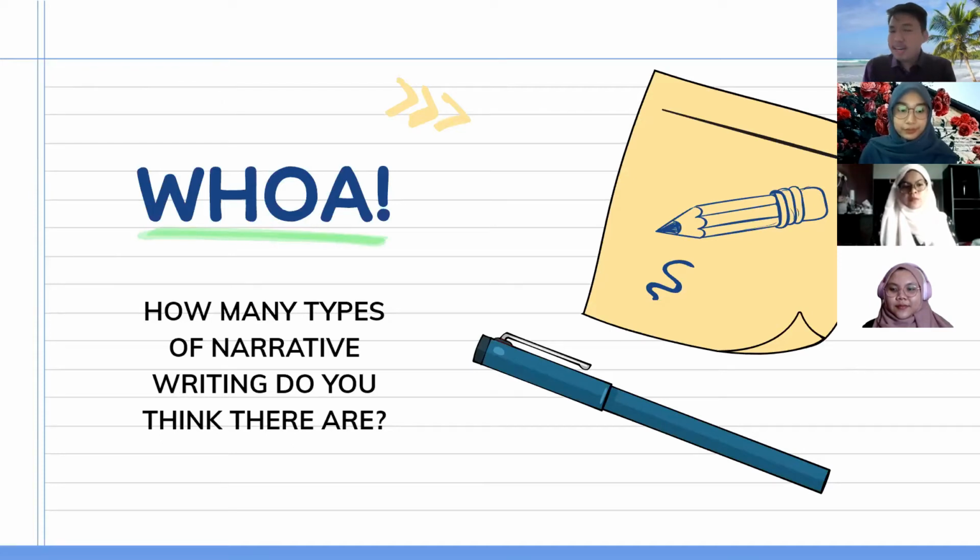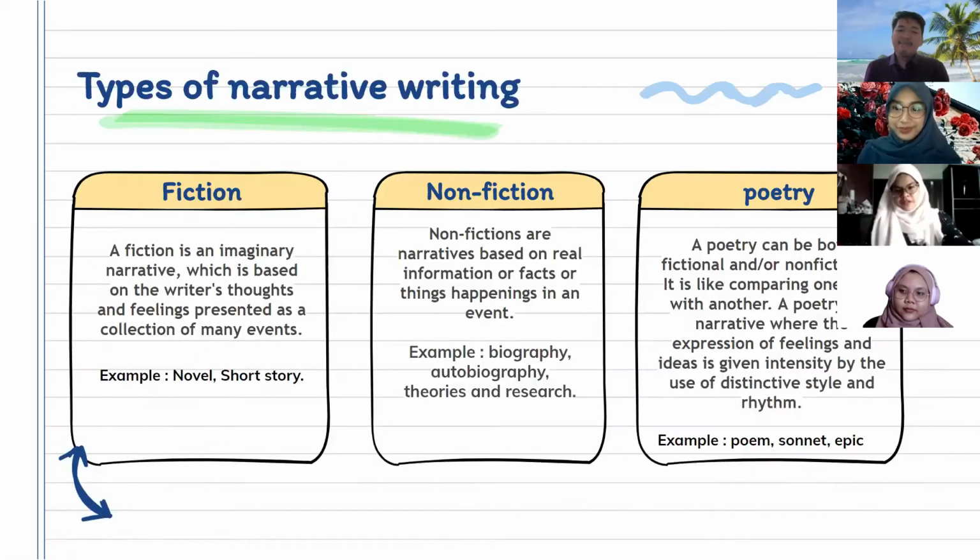So, I want to ask you, how many types of narrative writing do you think there are? I think there are 3. I think there are 2. Okay. I'm not sure. Okay, there are 3 major types of narrative writing. So, it is correct. Okay, so there are 3 types of narrative writing. The first one is fiction.